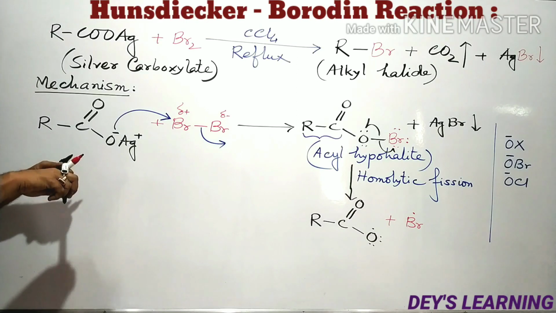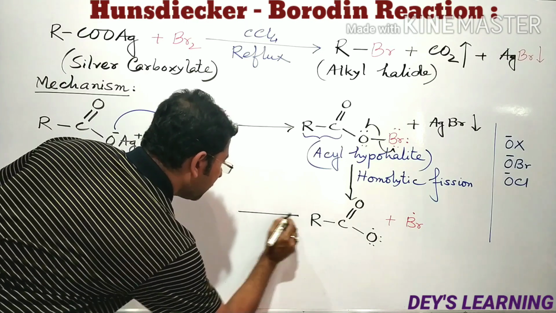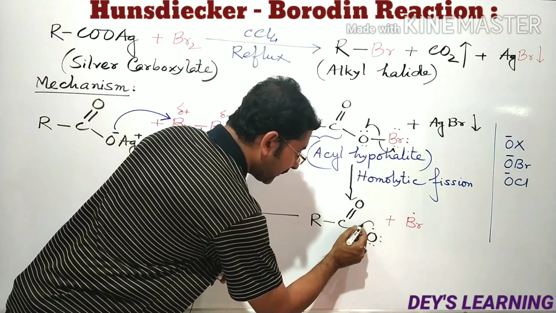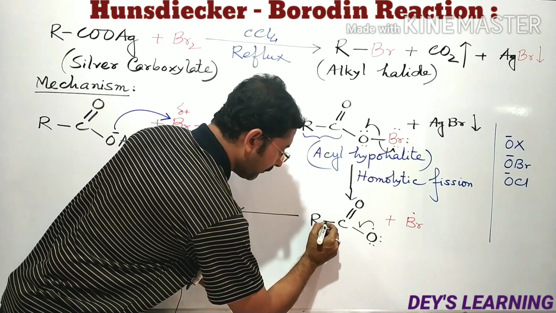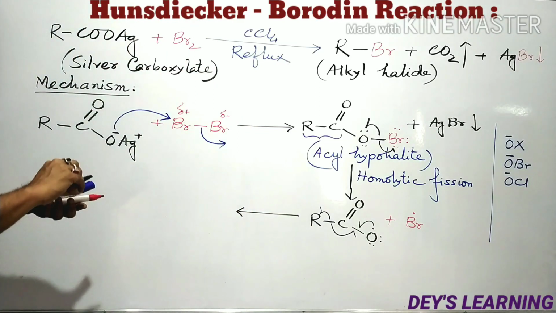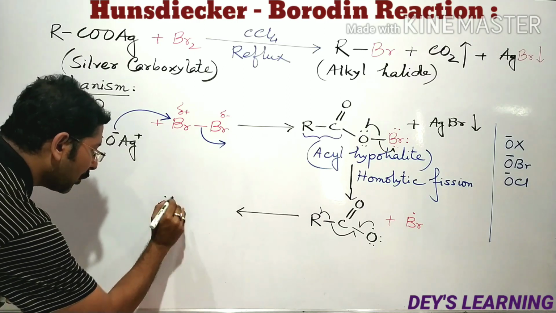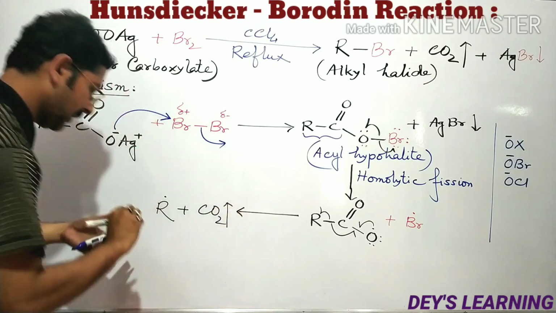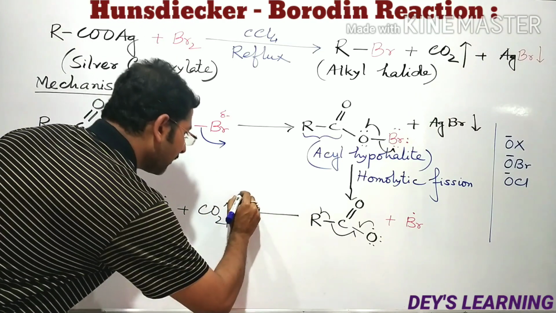In the next step, decarboxylation occurs, because this odd electron is donated here, and by breaking this bond, 1 electron will go there and 1 will come here. As a result, we will get the R dot free radical, with the evolution of a carbon dioxide molecule. And this process of evolution of carbon dioxide is known as decarboxylation.